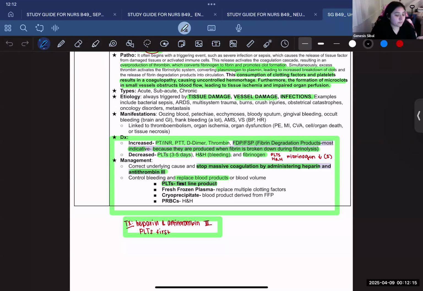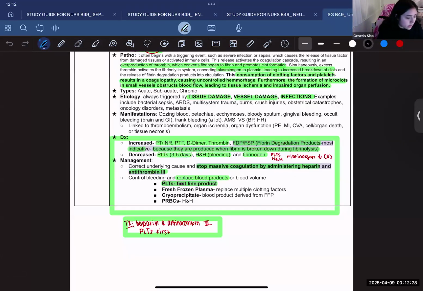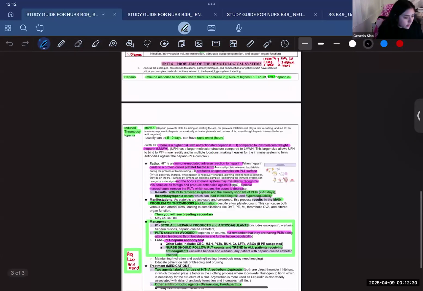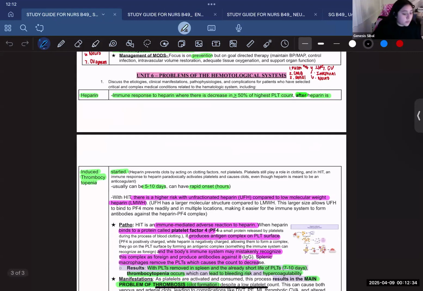And then obviously controlled bleeding, replace blood products, and platelets are usually the first line for that. So yeah, don't get this confused. But going into HIT, basically an immune response to heparin where there's a decrease of greater than or equal to 50% of the highest platelet count after heparin is started, basically.